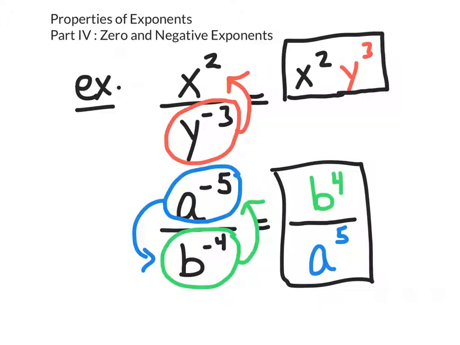Sorry for the long video. I probably should have made this in 2 videos, but I thought that these topics really do belong together, both 0 as an exponent and negative as an exponent.